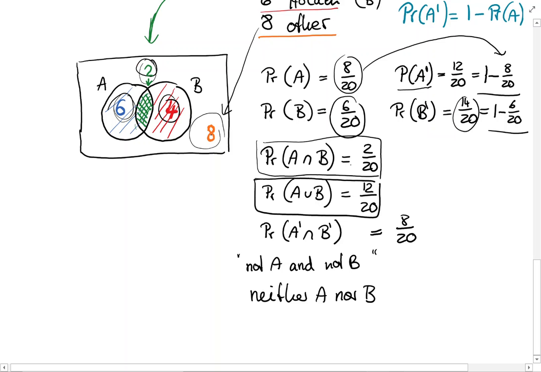A or B. That would be the union. Note the little symbol that looks like a U. Now, neither A nor B, that would be those people here on the outside. Those people have not a Toyota and they do not have a Holden. So that's 8. 8 over 20, and the notation here would be not A and not B.